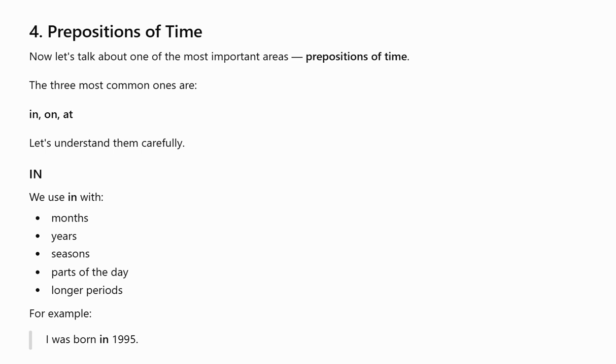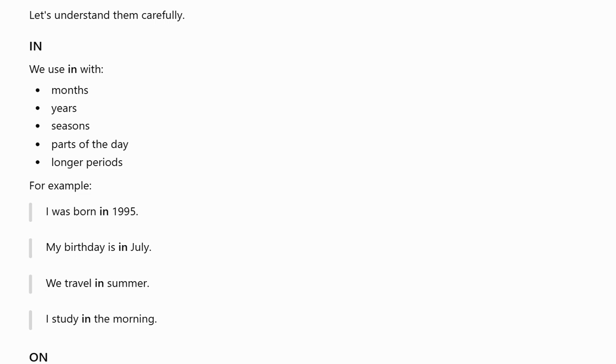Prepositions of time. Now let's talk about one of the most important areas, prepositions of time. The three most common ones are in, on, at. Let's understand them carefully. In. We use in with months, years, seasons, parts of the day, longer periods. For examples, I was born in 1995. My birthday is in July. We travel in summer. I study in the morning.